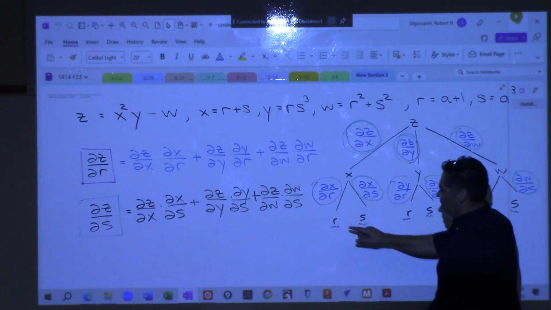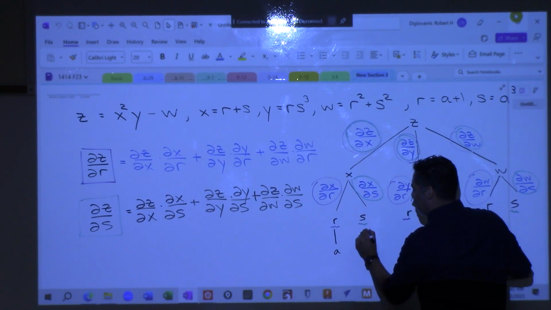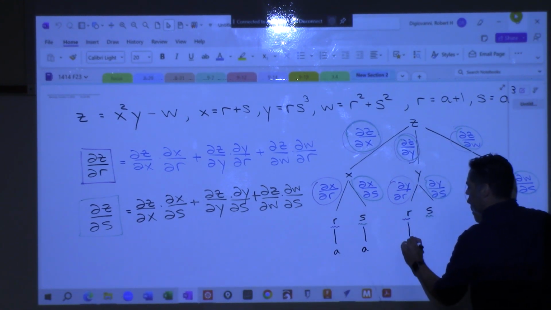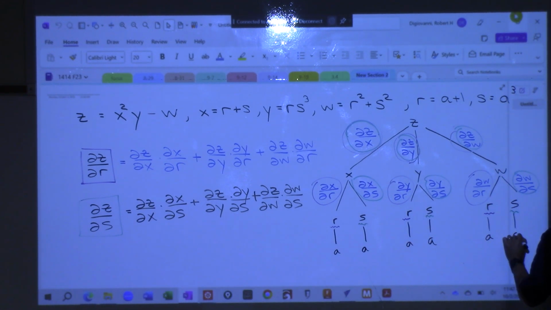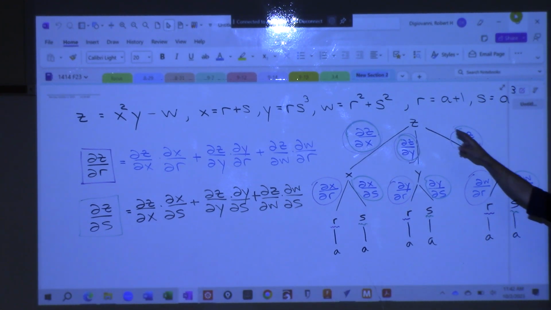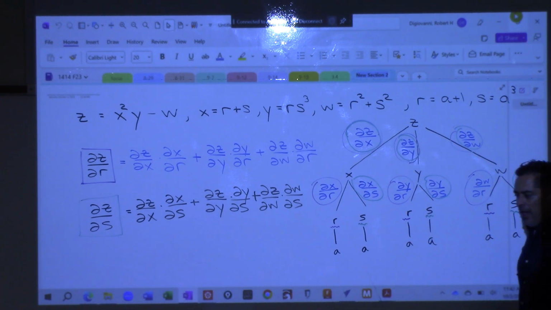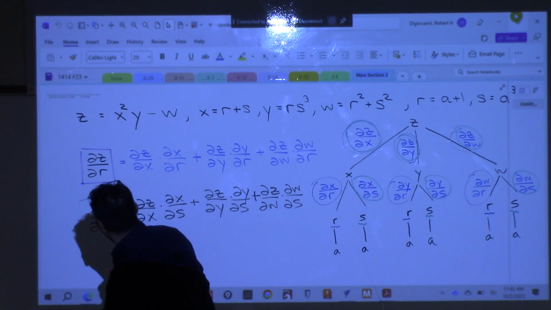What does R depend on? A. What does S depend on? A. How many derivatives are possible? Just one. Because ultimately Z depends on what? A. So when I say what derivative is possible, what do I put here?